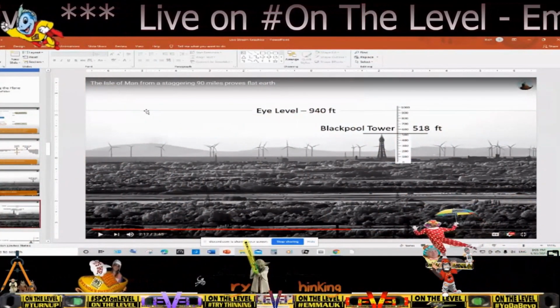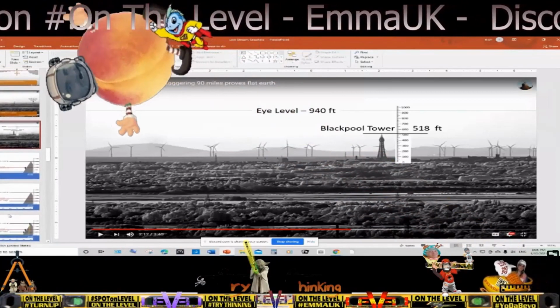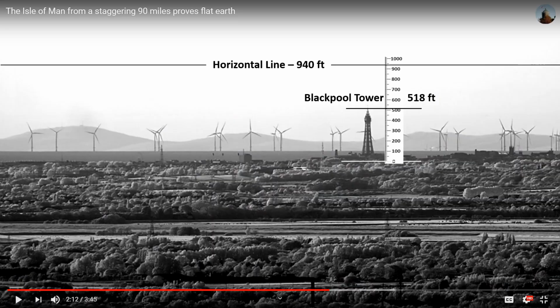This would be the horizontal line. Representing what? An arbitrary horizontal line. He's at 9. And no, this is not just an arbitrary horizontal line.